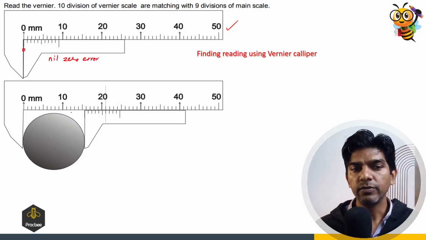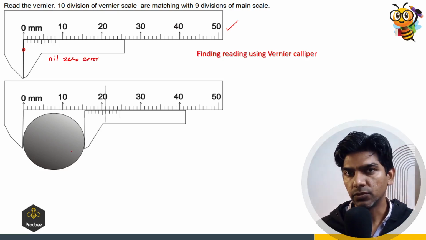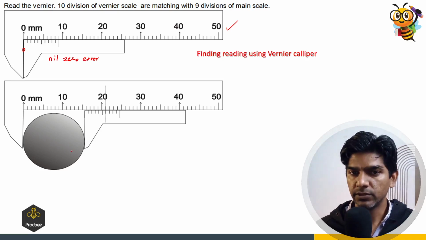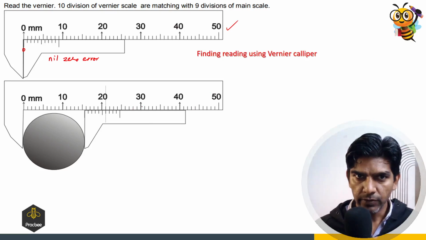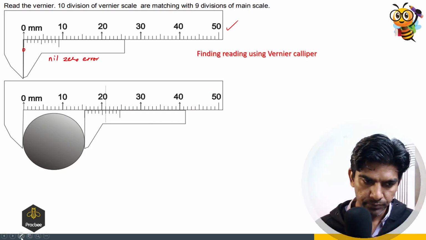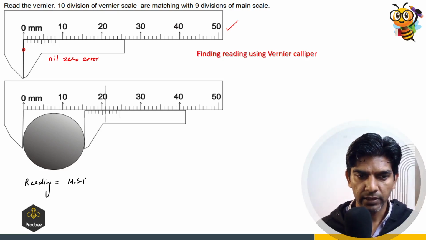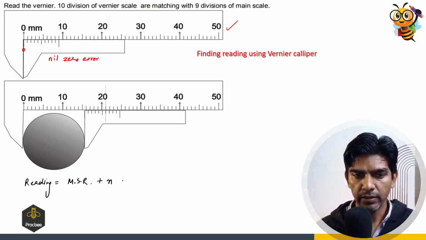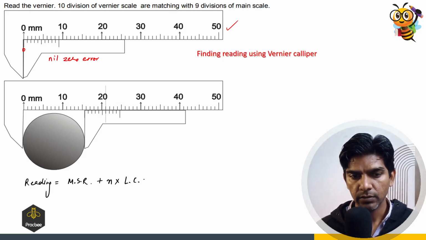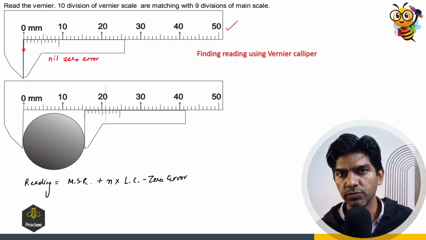right? Now if we place a specimen, and suppose this is a sphere and we want to find the diameter of the sphere, how can we find the reading? So let us see. Reading is main scale reading plus n times the least count minus 0 error. Now let us see these terms one by one.